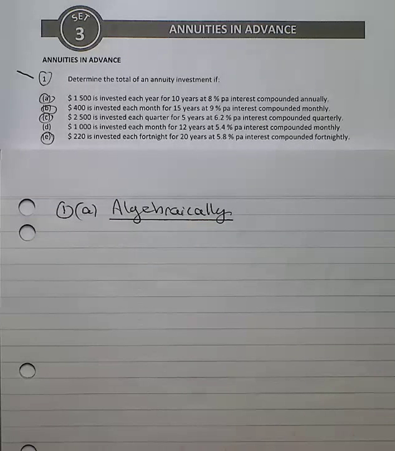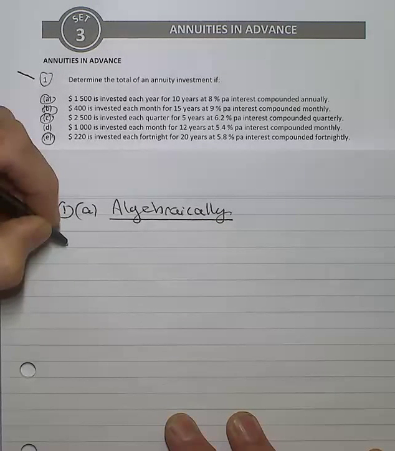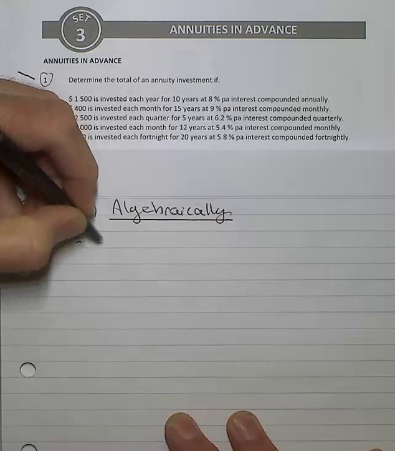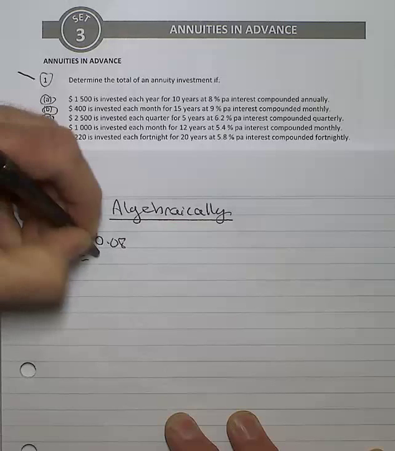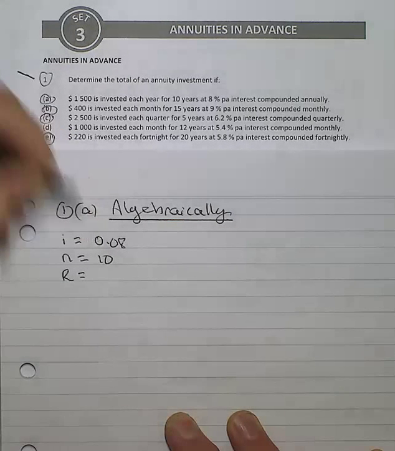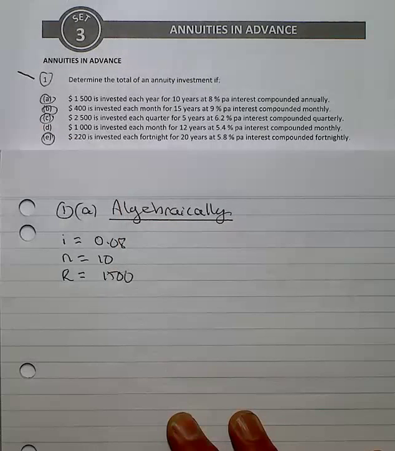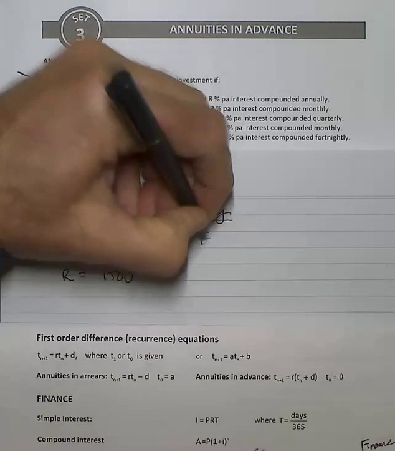In question 1A, we'll be doing this algebraically. We list some bits and pieces that we know. The interest rate, because it's annual, is 8 divided by 100, or 0.08. For 10 years, 10. And the repayment figure, or the payment figure, I tend to call it repayment because it's R in the formula, is $1,500. So I'm making use of the F formula, future funds formula.